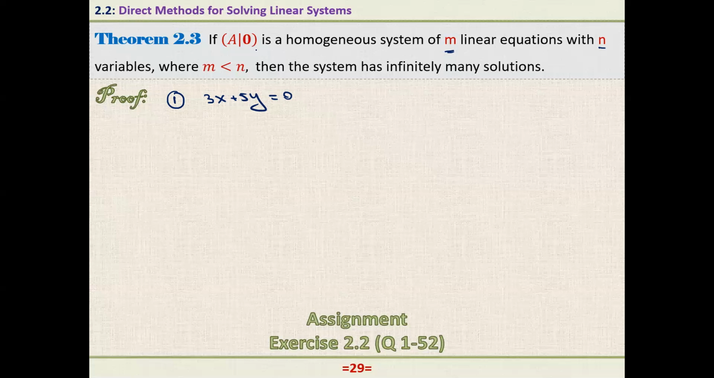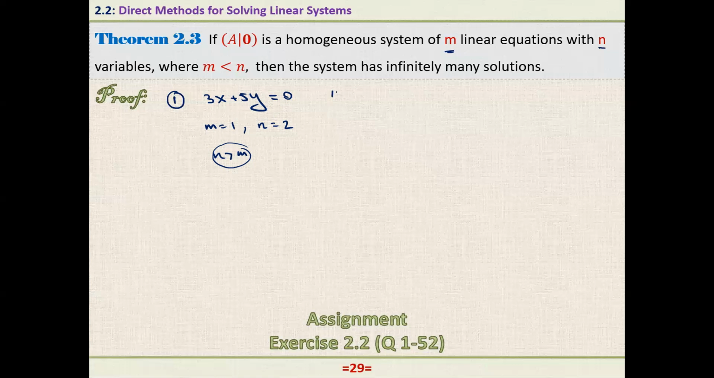So if you look at this problem, how many equations do we have? Here we have one equation, that is m is equal to 1, right? What is m? M is the number of equations. And how about variables, that is n? How many variables here? X and y. We have two variables here. As you see, n is greater than m in this situation, right? If I ask how many solutions it has, we know that it has infinitely many solutions.